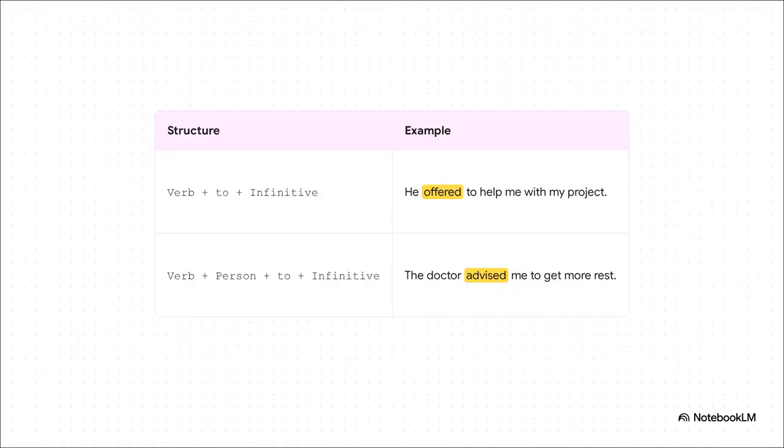For example, with that first pattern, you get something like, he offered to help. It's his offer to the world, basically. But with the second one, the doctor advised me to get more rest. That advice is directed specifically at me. Verbs like advised, warned, or persuaded, they all need that person to really make sense.